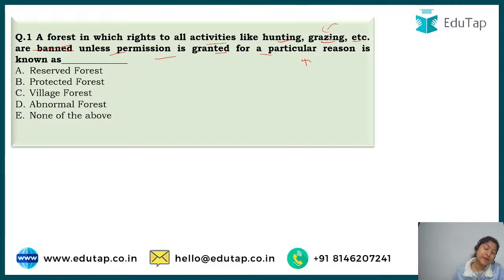Grazing means when you let your animals graze the grasses, that is known as grazing, right? So that is known as that.